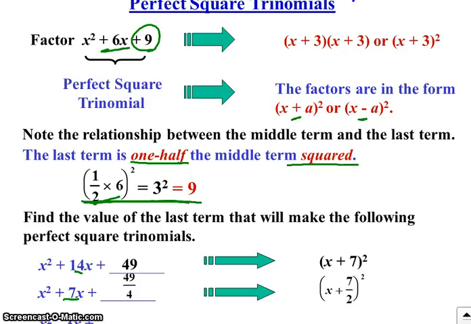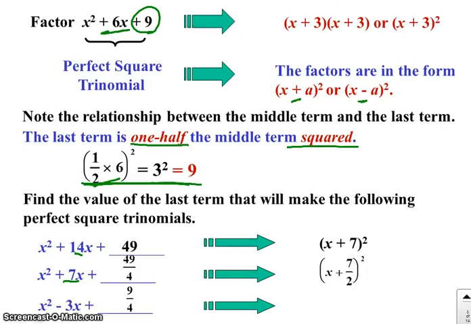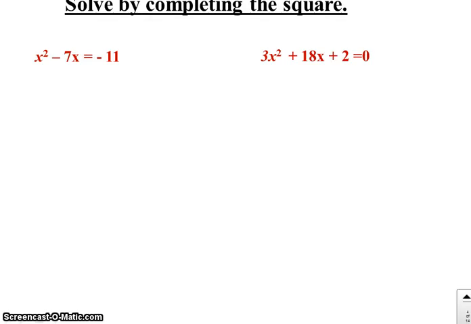And the last one here, let's see if I can move that down for you. We take half of 3, which is 3 halves. You square it, you get 9 quarters. So you add 9 quarters, and then we factor that as x minus 3 halves all squared. All right, keeping this idea in mind, we're going to solve the following by completing the square.